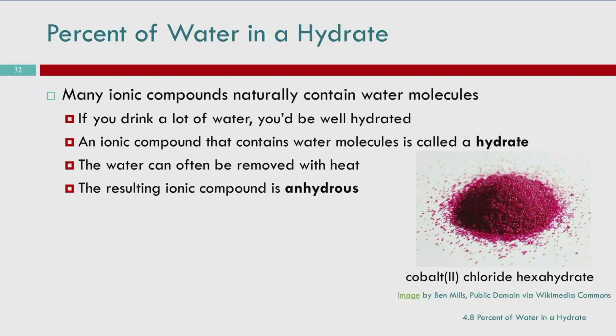Pop quiz. Metal and a nonmetal. Alternatively, cation and anion, since we can have NH4+. But what I was looking for was, there's a metal. So many ionic compounds naturally contain water molecules. Or if they don't contain water molecules, they will pull the water molecules out of the air. So any water that's in the air, which is usually a little bit, those ionic compounds will greedily gobble it up, pull it out of the air.